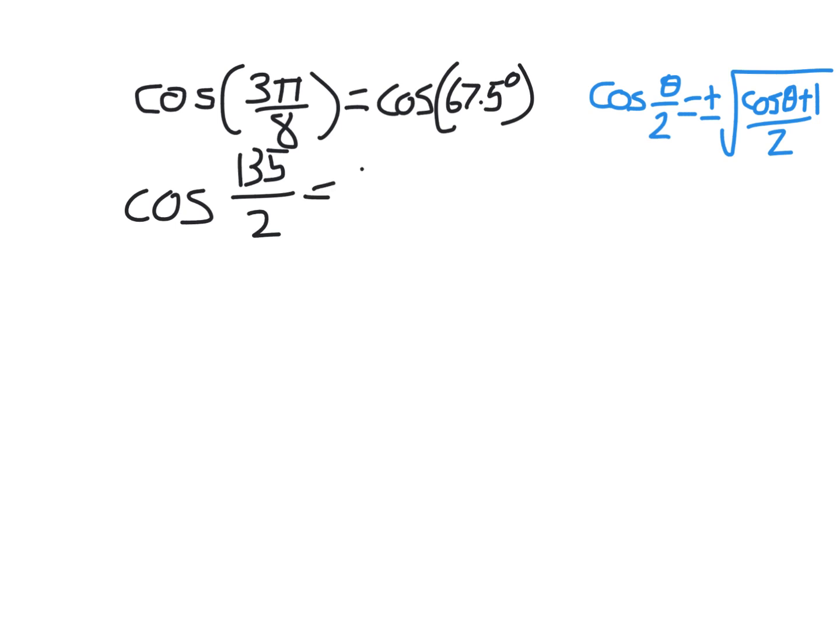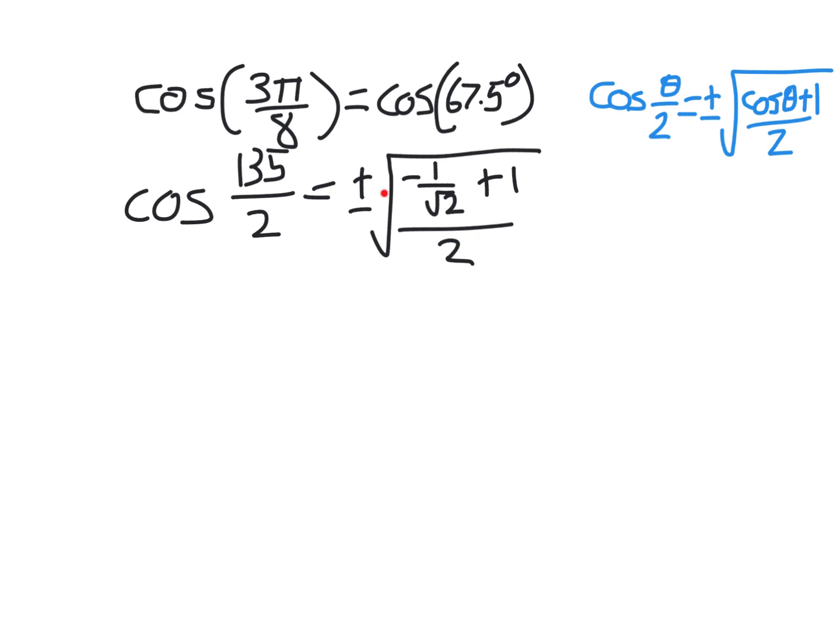So we know the answer is going to be plus or minus the square root. So cos theta, in this case theta is 135. Cos of 135 is negative 1 on root 2. So we just substitute in that, and that's what we have here.